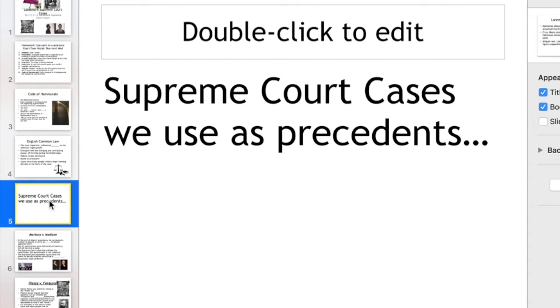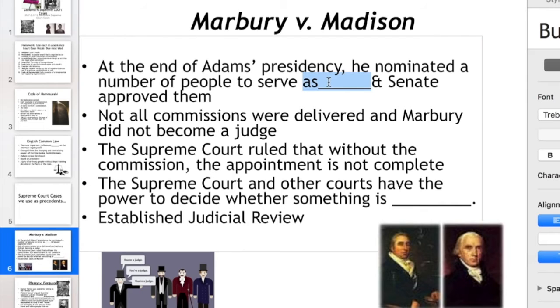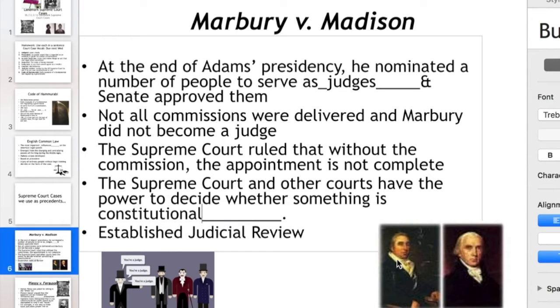So we're going to be discussing really important landmark Supreme Court cases that we use as precedents. The first one is Marbury v. Madison. At the end of Adams' presidency, he nominated a number of people to serve as judges, and remember that the Senate had to approve them. Not all commissions were delivered, and Marbury did not become a judge. The Supreme Court ruled that without the commission, the appointment was not complete. The Supreme Court and other courts have the power to decide whether something is constitutional, and this is an example, and actually it established judicial review.